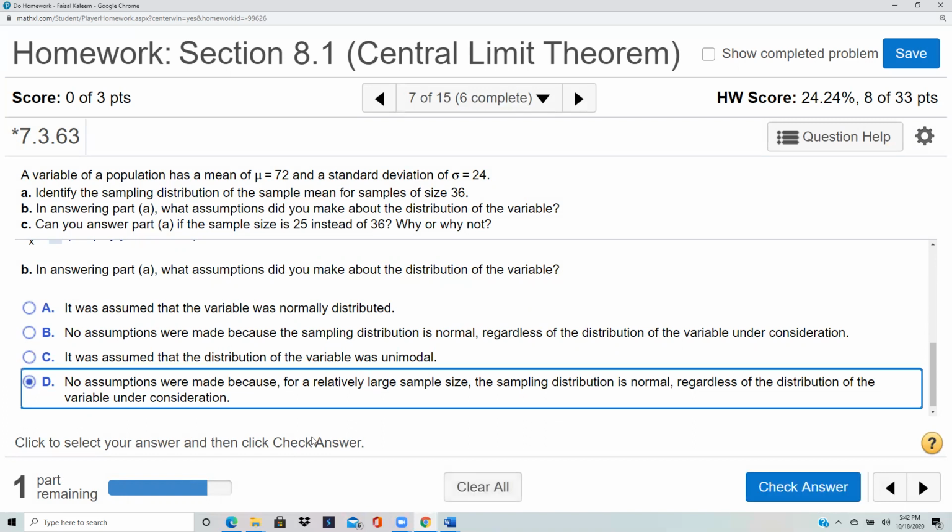Yeah, that's talking about the greater than 30 thing. The sampling distribution is normal regardless of the distribution of the variable. Now, B is kind of saying that no matter what the sample size is, it would be normal. That's not true. Sample size has to be large enough.